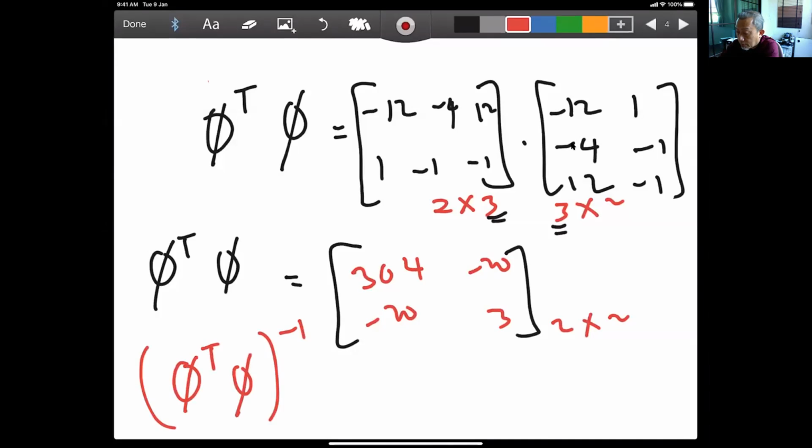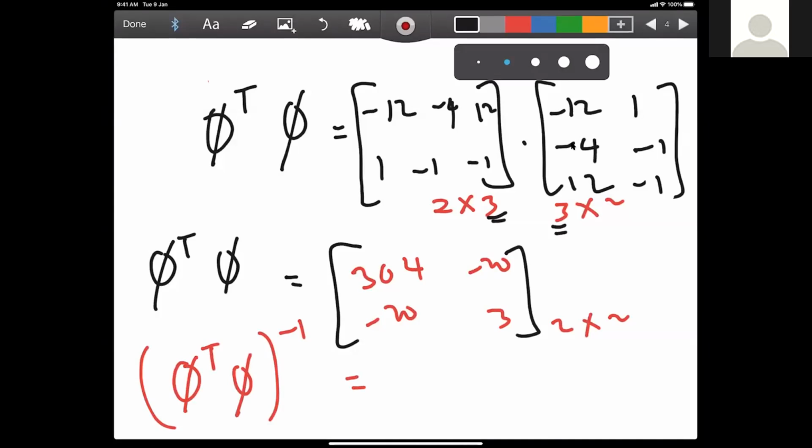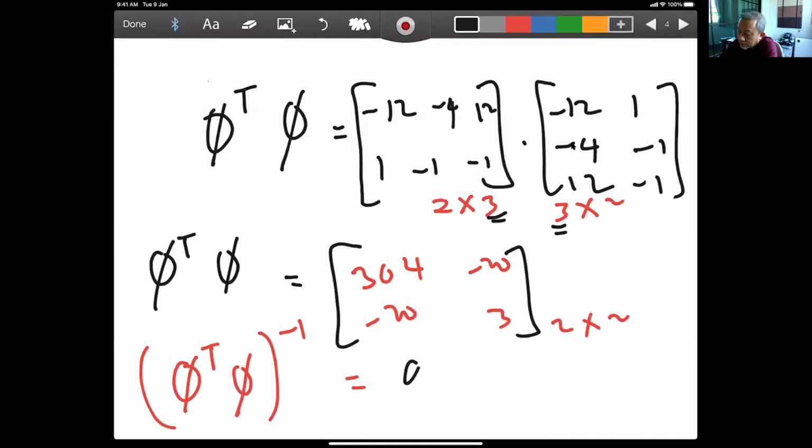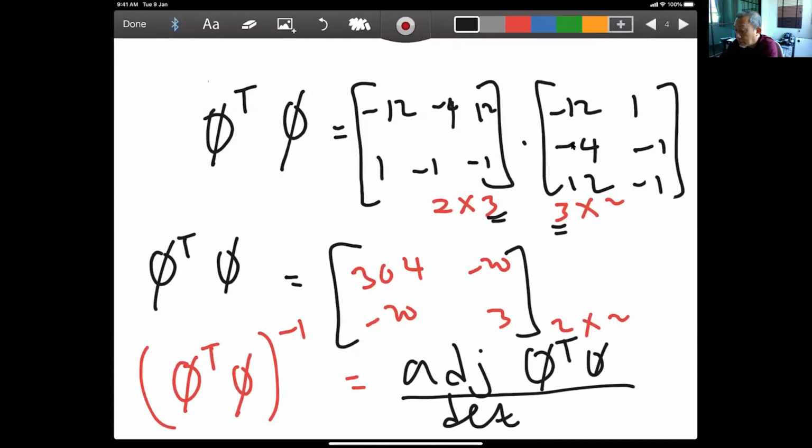Inverse matrix. So the inverse matrix is first the adjoint, adjoint over the determinant. Yeah, adjoint divided by the determinant.